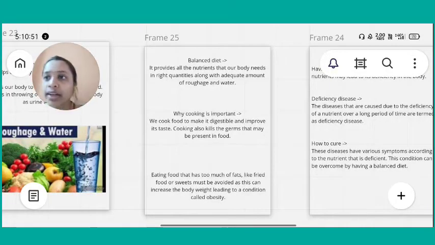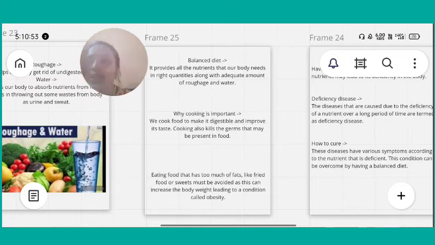Hello students. In today's section we are going to talk about class 6, chapter number 2, and the topic we are going to discuss is balanced diet.